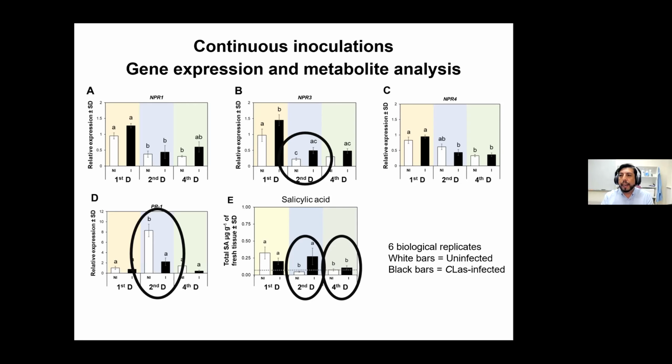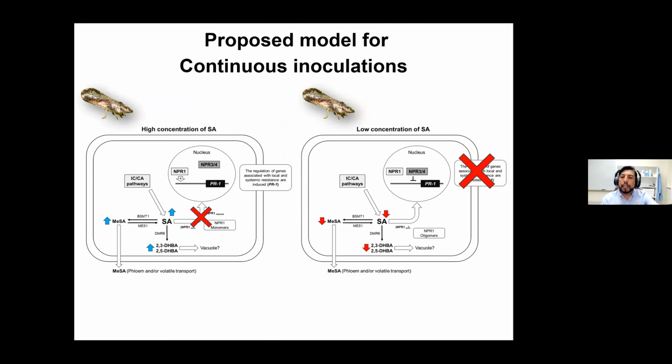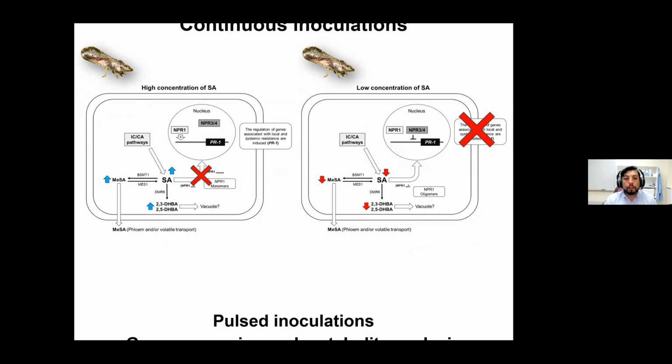So this is the proposed model for the continuous inoculation, in which the high concentration of salicylic acid is detrimental, and there wasn't a proper regulation of the genes associated with local and systemic resistance. And when there was too low a concentration of salicylic acid, we also cannot activate the expression of immune defense genes.